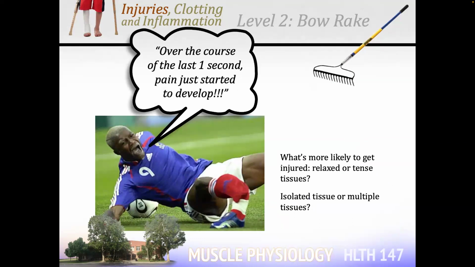Now the questions, what's more likely to get injured, relaxed or tense tissues? Tense tissues. Relaxed tissues fare better. Tense tissues are more likely to endure the damage. And then in macrotrauma, is it isolated tissue or multiple tissues we see being injured? It's generally multiple tissues. It's probably bone, ligament, and muscle-tendon units.